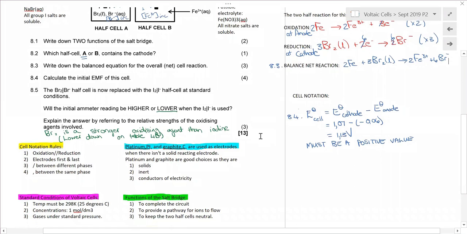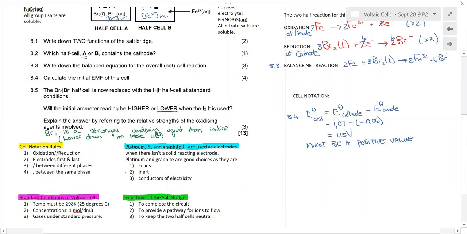And the reason they use platinum and graphite is here with a blue highlighter. They are used as electrodes when there isn't a solid reacting electrode or electrode as a product. Platinum and graphite are good choices as they are solids. They are inert, meaning they do not react with the reacting substances, and they are good conductors of electricity. They sometimes ask, why do they use graphite, which is a form of carbon, or platinum as electrodes?